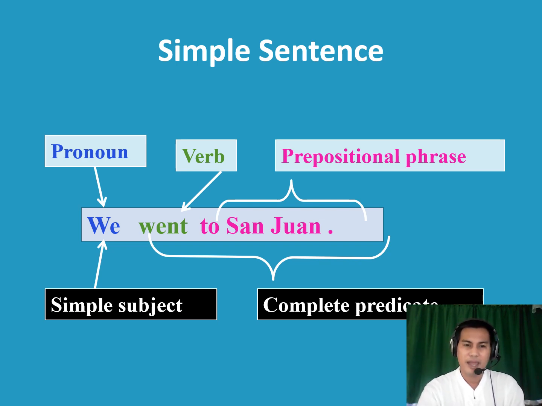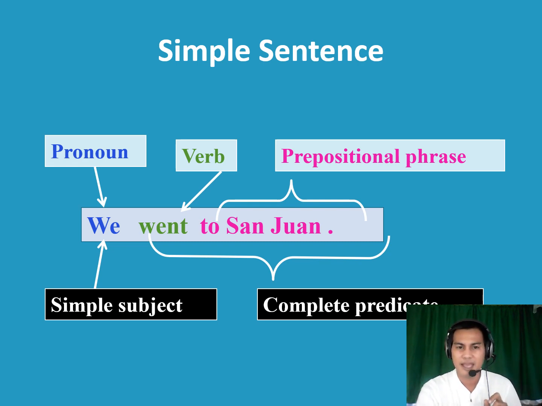Here we have a simple subject. Who went to San Juan? We. So that's just one. So that's a simple subject. Then, of course, went to San Juan is a complete predicate. So we have there our subject: we is our pronoun. Then went, like I said, is the verb, actually the main part of the predicate. It heads, I mean, it leads the predicate.